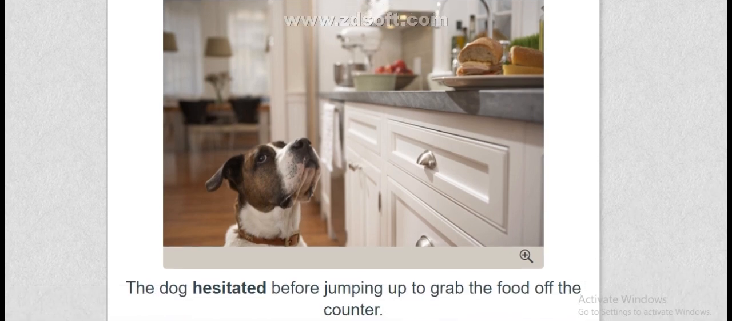So what do you mean by the word hesitated? As I wrote for you in the vocabulary words, hesitated means to wait or stop when feeling unsure. So when you feel like you're unsure if you should do this or not, you hesitate. It means you stop for a moment, you pause for a moment, you wait for a moment, then you do the thing that you want to do.